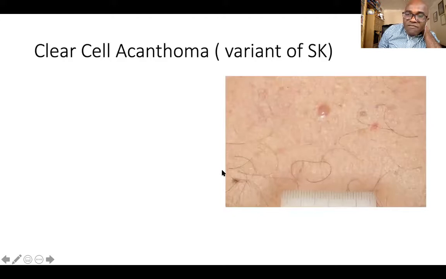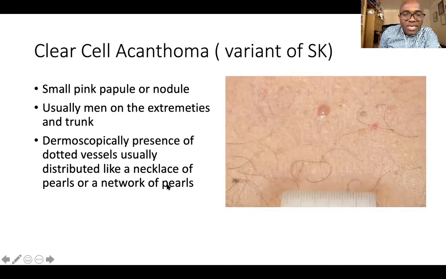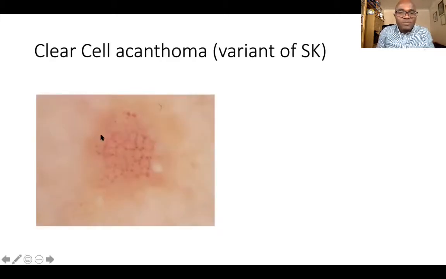Right, so this is a variant of a seborrheic keratosis, which is known as a clear cell acanthoma. A clear cell acanthoma has a very distinct appearance in the sense that it is usually found majorly in men, on the extremities and trunk. Dermoscopically, it has dotted blood vessels, which have a pattern of a necklace of pearls or network of pearls. And that is pathognomonic, this dermoscopic feature, which helps you to say that this lesion is a clear cell acanthoma.